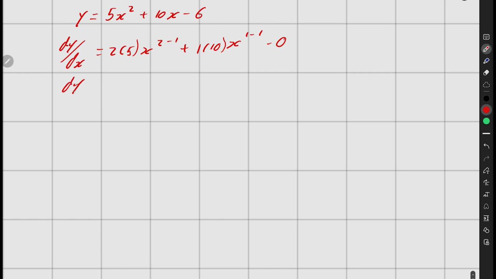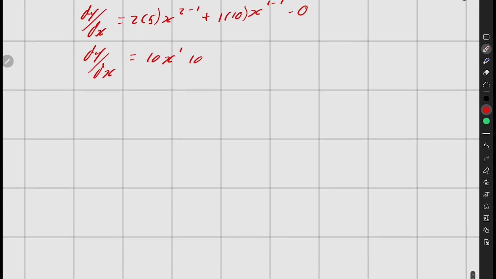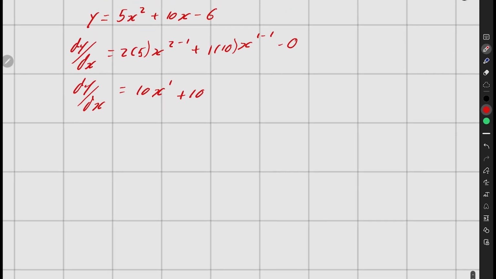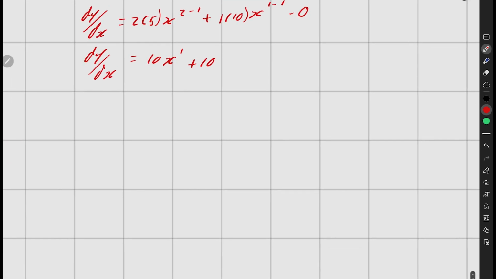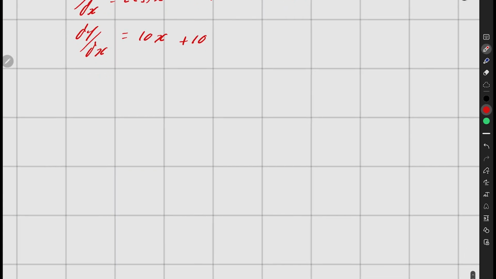So we can say that dy over dx is going to be equal to 10x, 2 minus 1 is just 1, and then we're going to have 1 times 10 is just 10, x to the power of 0 is just 1, so that's going to stay as 10, and then we're going to have minus 0, and we're not going to write that, and that's your derivative of y equals 5x squared plus 10x minus 6. And you can just get rid of the 1 and just leave it like that. And yeah, that's the power rule.